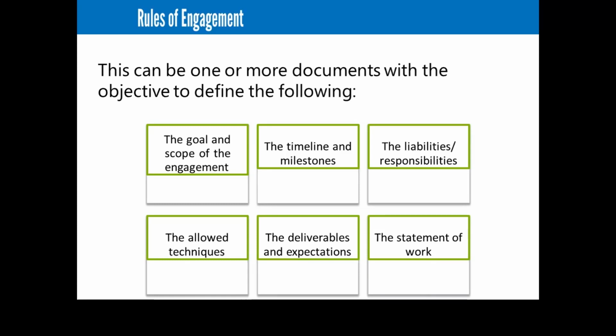So what are the things that need to be defined? The goal and scope of the engagement need to be well defined. The timeline and milestones need to be well defined, because an ethical hacking exercise should be taken like a project. Every project has a start time and an end time. So you must describe the various milestones and the various timelines for defense milestones. Then the liabilities and responsibilities should be well defined.